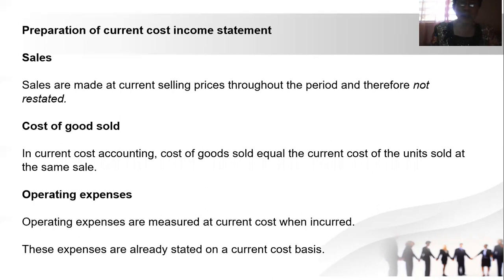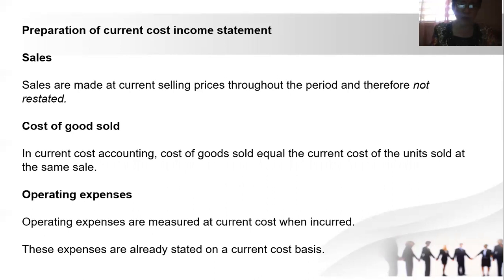Now we go to the preparation of the current cost income statement. How do we record the various items in the income statement? We begin with sales. Sales are made at the current selling prices throughout the period and therefore not restated. Unlike in the previous topic where we had to restate, this time it's not restated, but we assume that they are made at the current selling prices throughout the period.